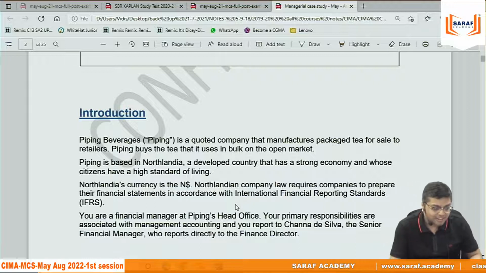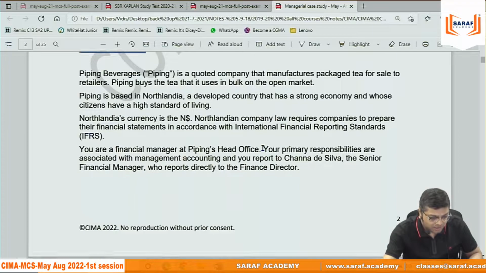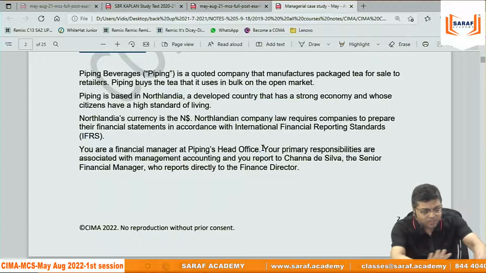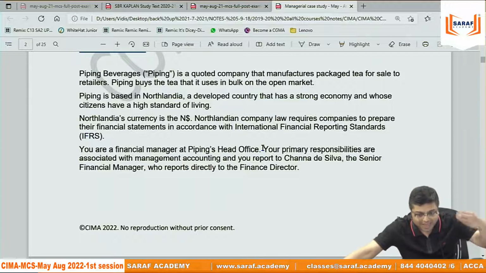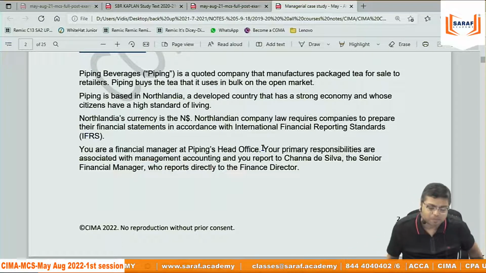Okay. Now, in the first page, it is always a fixed format. If you open 10 case studies of the CIMA Institute, the fixed first page is always the same.